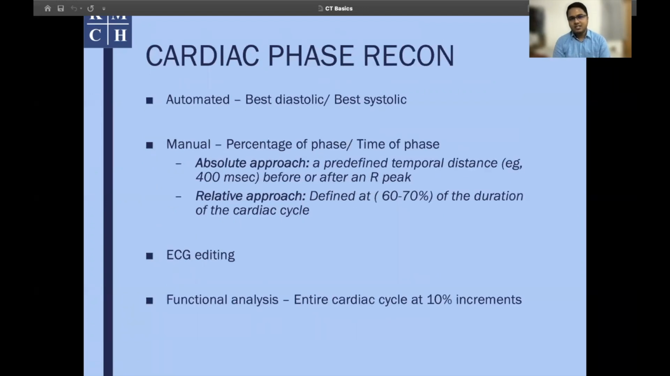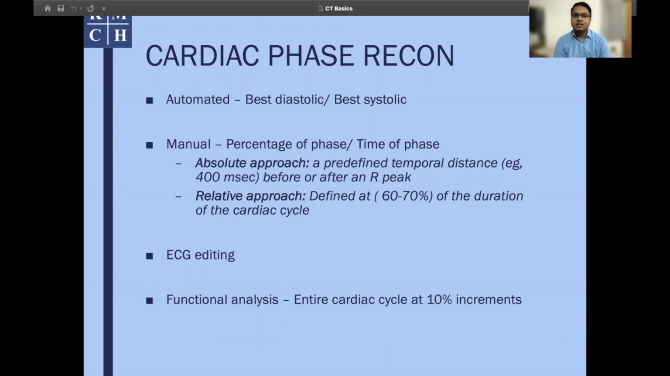Coming to cardiac phase reconstructions, it can either be automated or manual. Automated is where the system itself determines which are the best phases for assessing the coronaries, and gives you two sets of best diastolic and best systolic images. Manual can be done in two ways, either as a percentage of phase, where a well-defined percentage of the cardiac cycle is given to reconstruct, or as a time of phase, where a temporal distance in milliseconds from the preceding R wave is given for reconstruction.